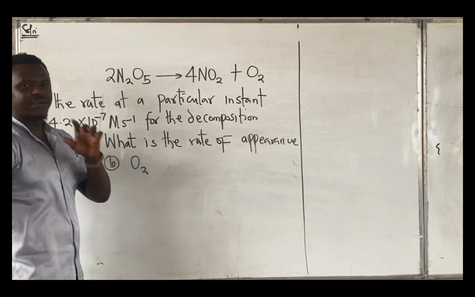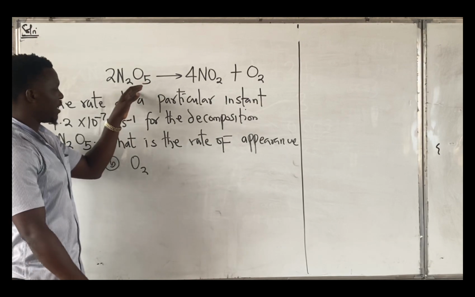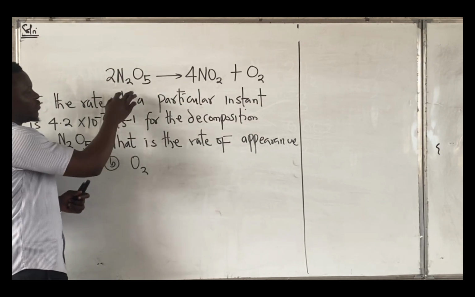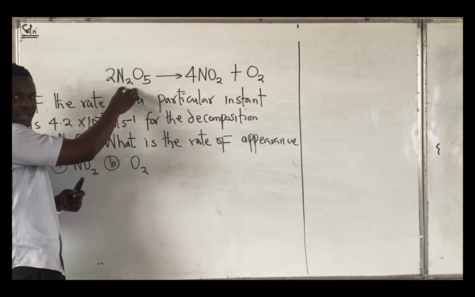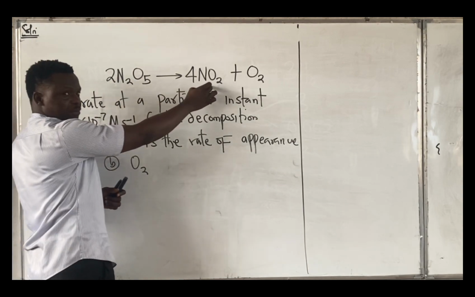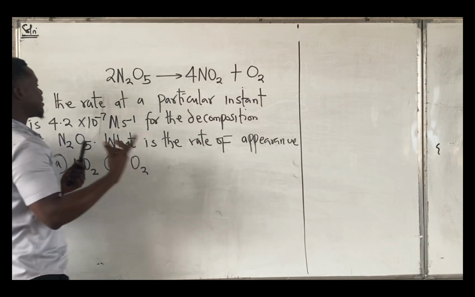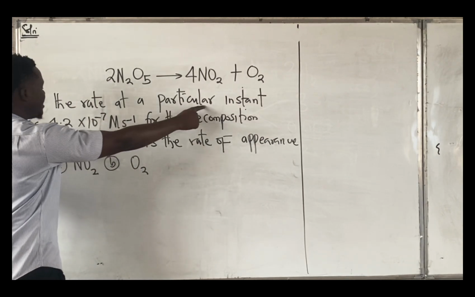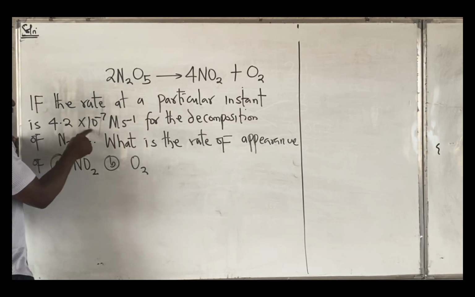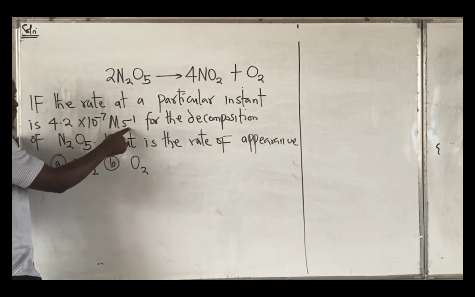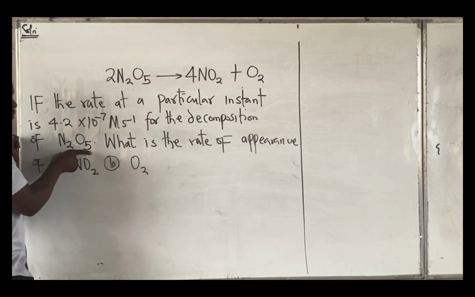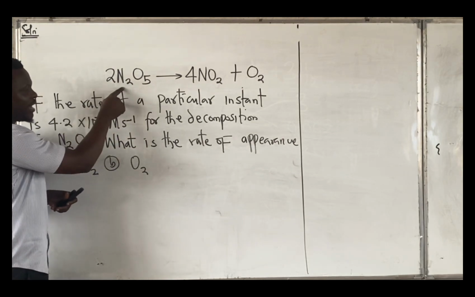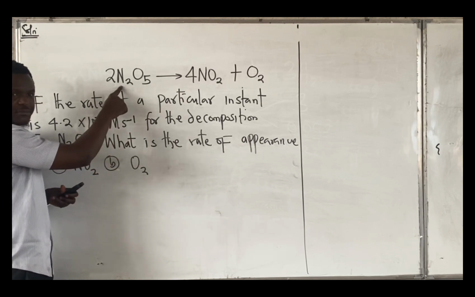In the previous example, they gave us that of hydrogen, and we were asked to solve for that of ammonia and nitrogen. This time around, we have been given the rate of N2O5, and then we are asked to solve for the rate of appearance of this. So let's get it straight. They said, if the rate at a particular instant is 4.2 times 10 to the power minus 7 molar per second for the decomposition of N2O5, please, this singular statement is equivalent to saying rate of disappearance or rate of decomposition of this guy.